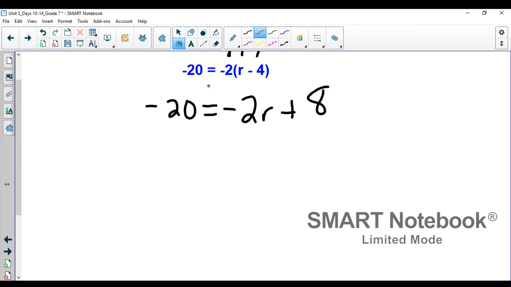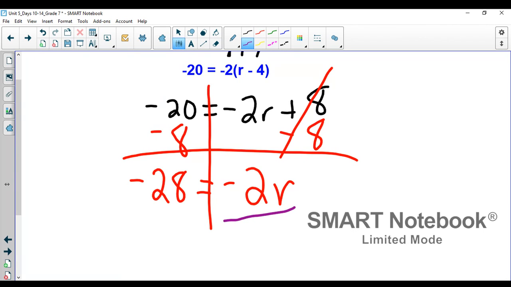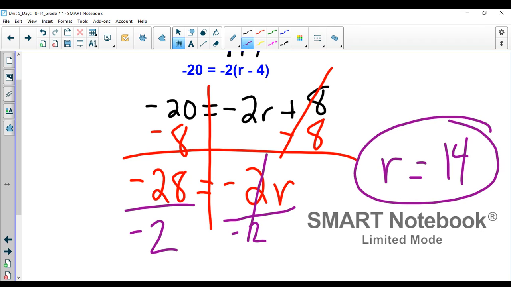Okay, from here, I'm trying to get my r by itself. The first thing I have to do is get rid of this 8 from both sides. Those cancel out. Negative 2r equals negative 20 minus 8 is negative 28. To undo this, I'm going to divide each side by negative 2. So negative 28 divided by negative 2 is positive 14.